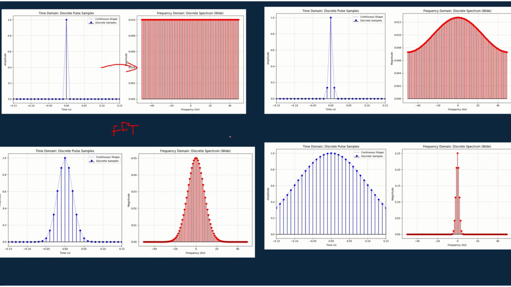Now I am increasing the pulse width in the time domain. You can see how the frequency components are getting reduced. When I increase the pulse width, the number of frequency components becomes very small. That means that if we have a very narrow pulse in the time domain, it will contain lots of frequencies, and if the pulse is very wide in the time domain, it will contain very few frequency components.